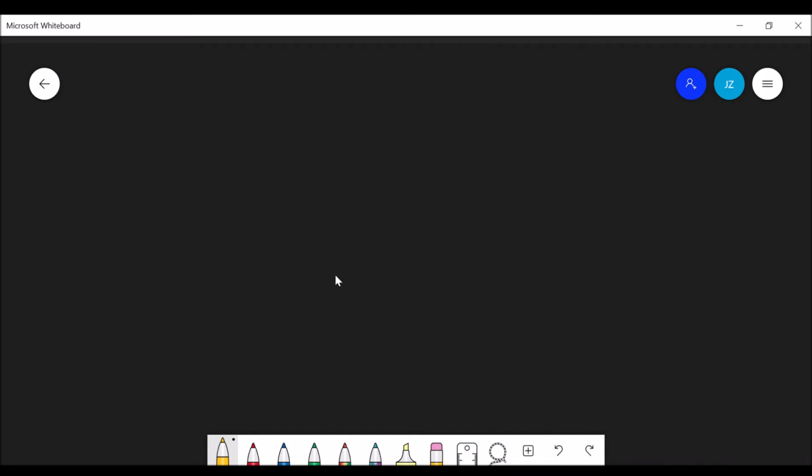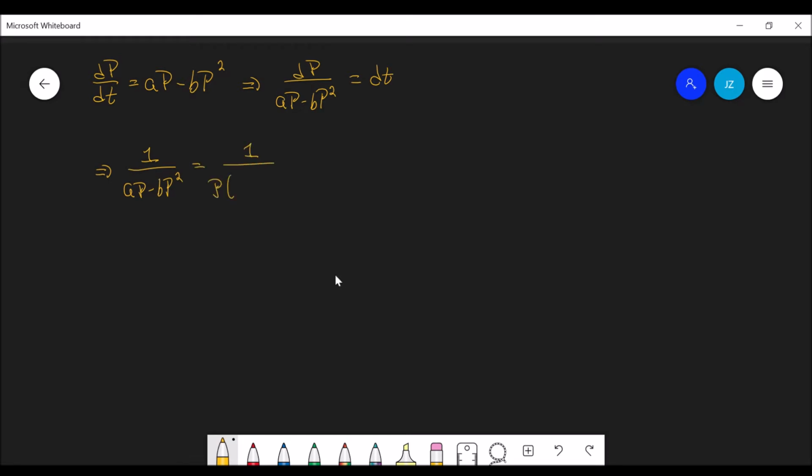We are now going to find the logistic function. So we have dP/dt is equal to aP minus bP squared. We're going to solve this using separation of variables. So we're going to write now dP over aP minus bP squared is simply equal to dt. Decompose the left-hand side into partial fractions. We're going to get 1 over aP minus bP squared is equal to 1 over P times (a minus bP), which is equal to alpha over P plus beta over (a minus bP).